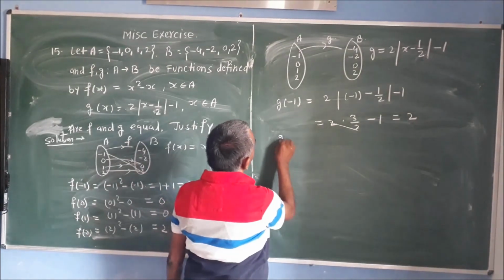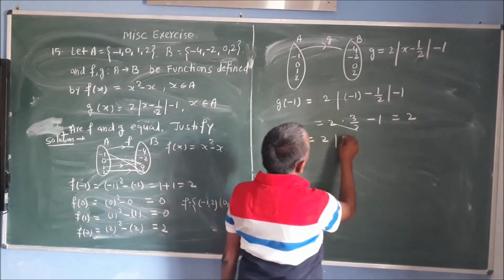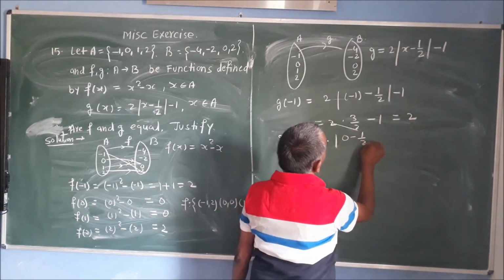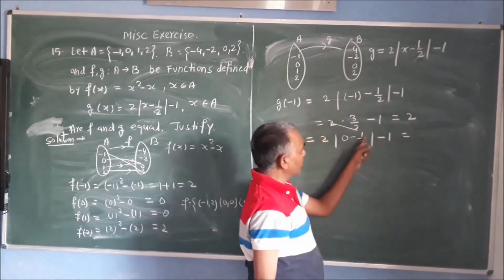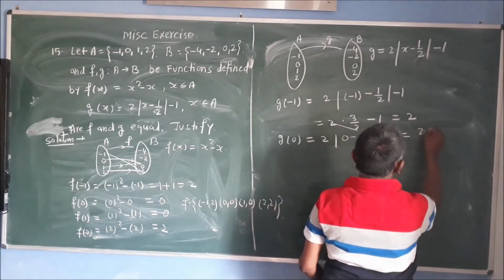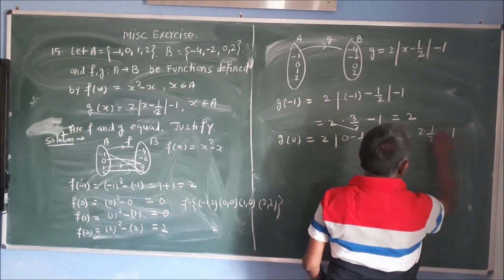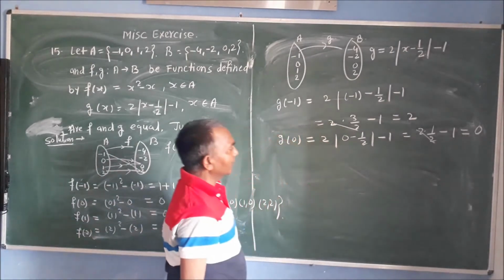Again, calculate g of 0. This will equal 2 into modulus of 0 minus 1 by 2 minus 1. So 0 minus 1 by 2 is how much? This is your 1 by 2. So you can write 2 into 1 by 2 minus 1, 2 and 2 will be cancelled. So you can write 1 minus 1, that is 0.